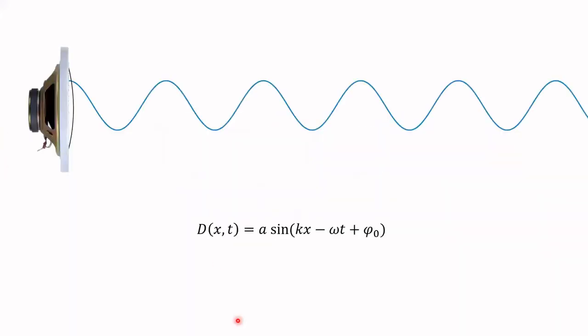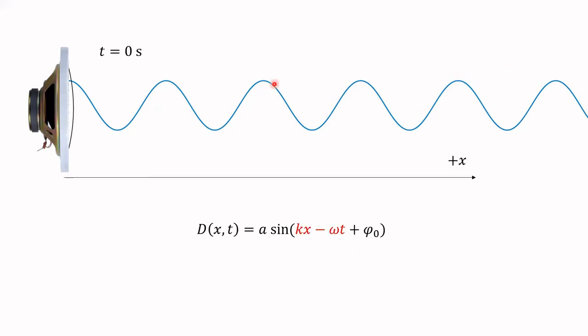Okay, so we return to our sinusoidal progressive wave function. This is a wave traveling to the right. I know that because there's a minus sign. So wave number, angular frequency, phase shift. And in this picture, the phase shift tells you something about what the speaker was doing at t equals 0, when you started counting, or when you started the clock.